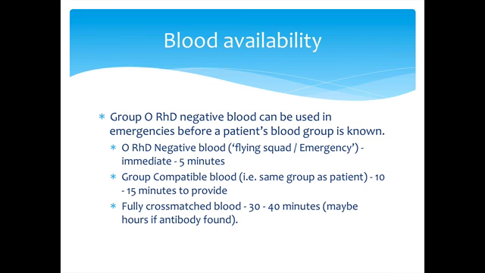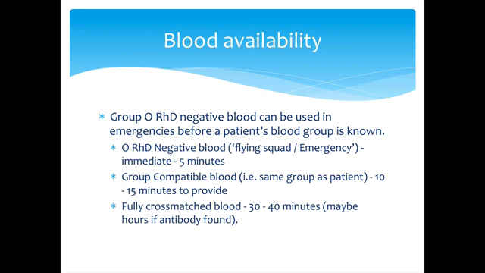Now looking at blood availability, we've already said that group O blood, and specifically Rhesus D negative blood, can be used in emergencies before a patient's group is known. This is known as flying squad or emergency blood, and it's available immediately. Group compatible blood, i.e. a group and save, which is really just looking at the basics like ABO and Rhesus D, tends to be available within about 10 to 15 minutes.